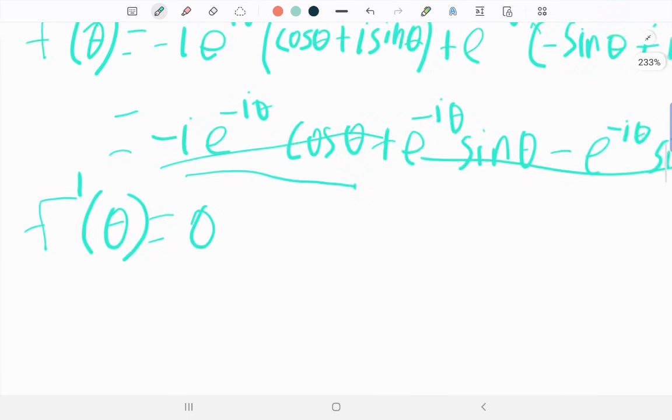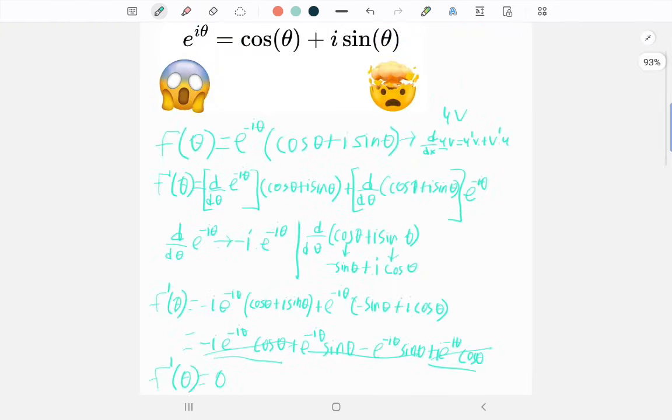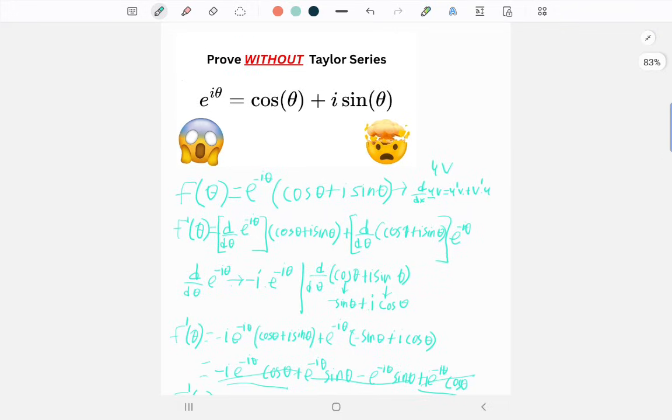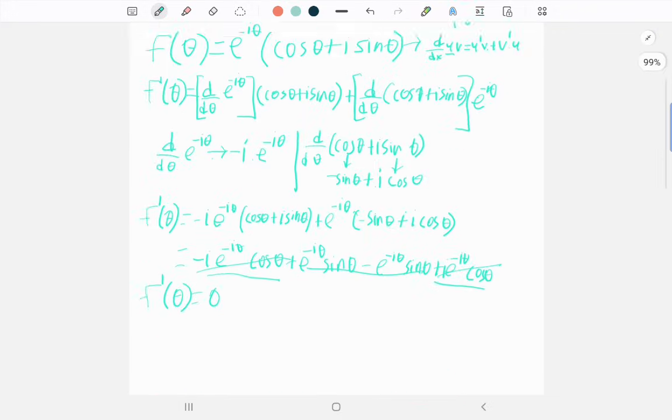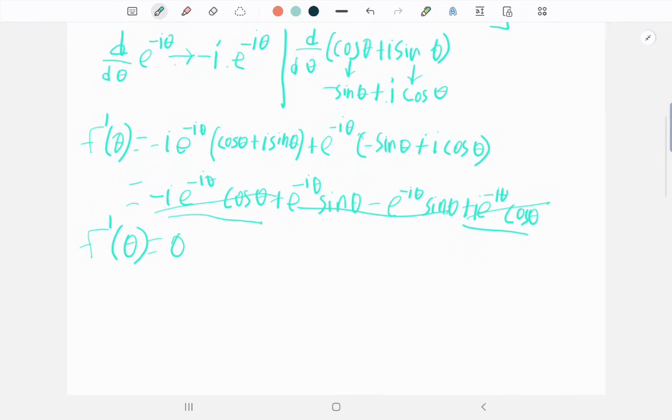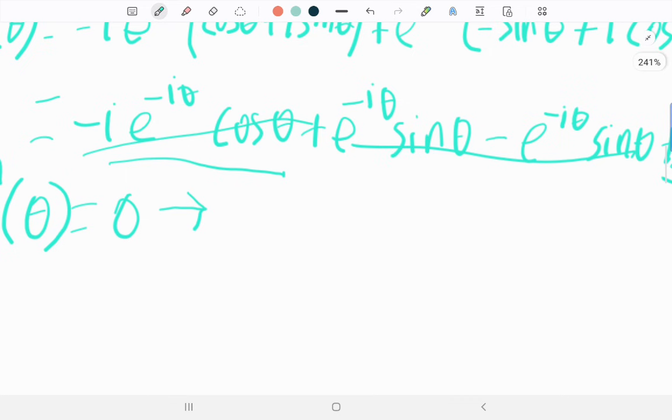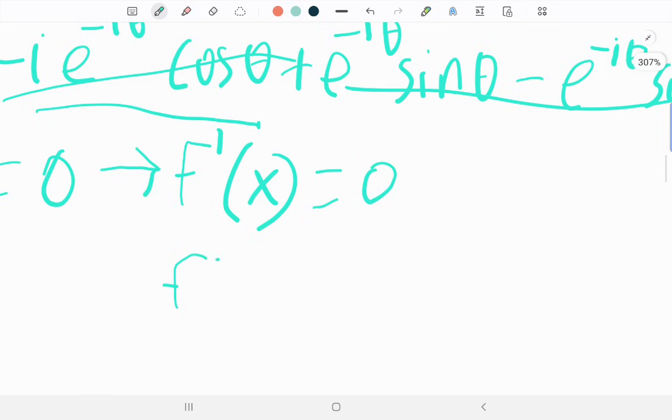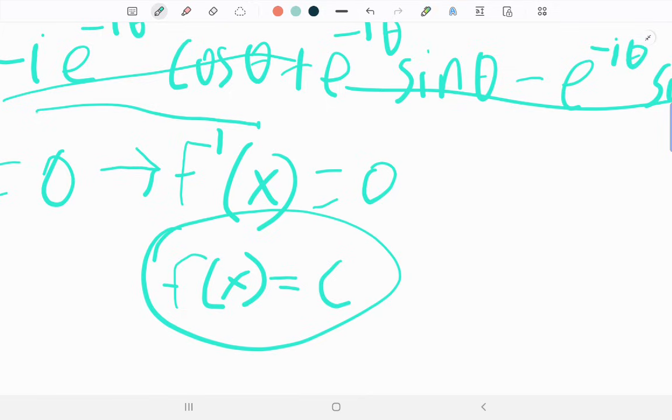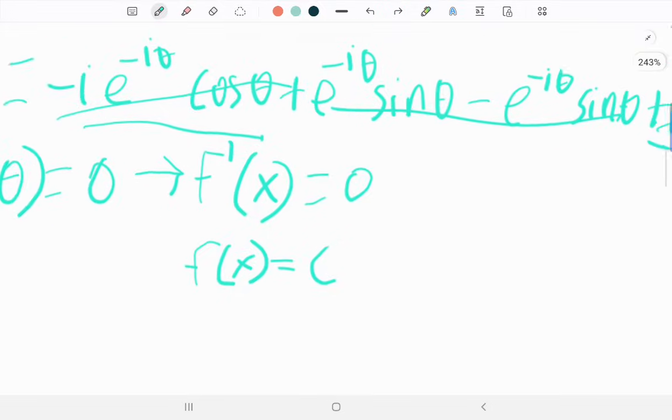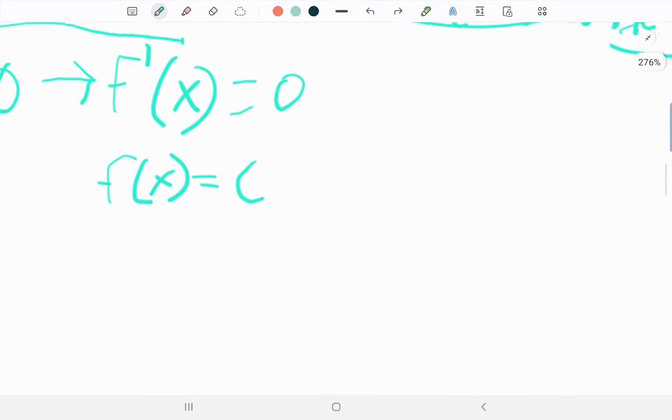So what does this mean actually? How does it correlate to proving the identity without the Taylor series? There's a theorem in functions: if the derivative of a function is equal to 0, that means the function is equal to a constant, say c. And what does being a constant mean? Being a constant means that the value never changes, so it stays the same.